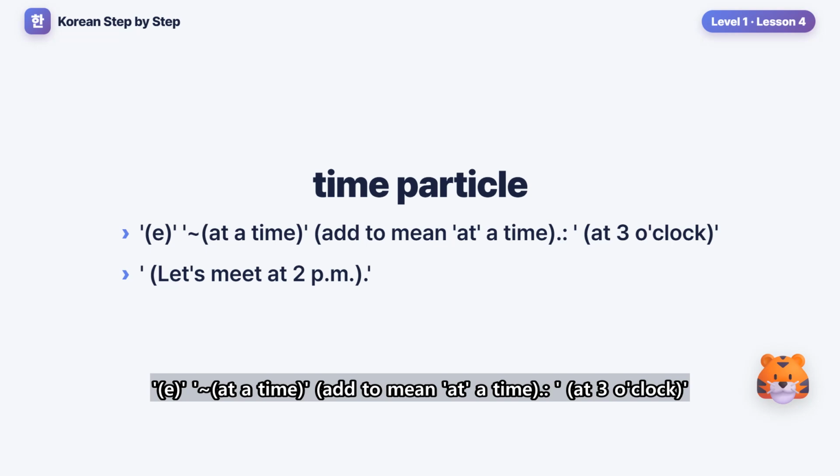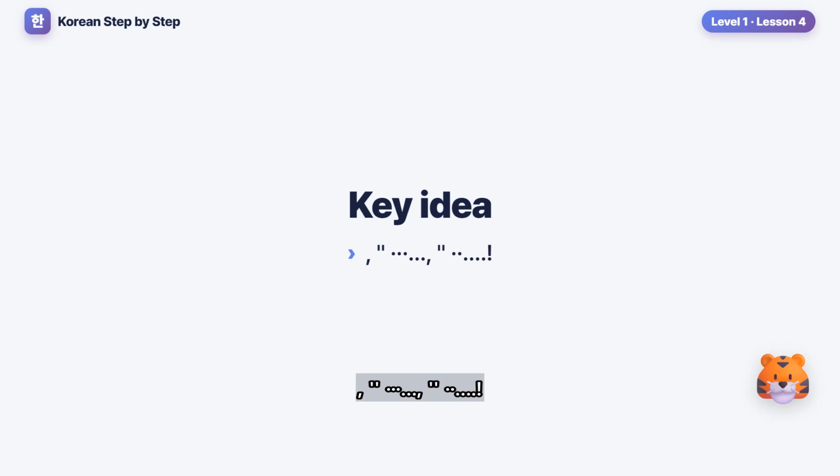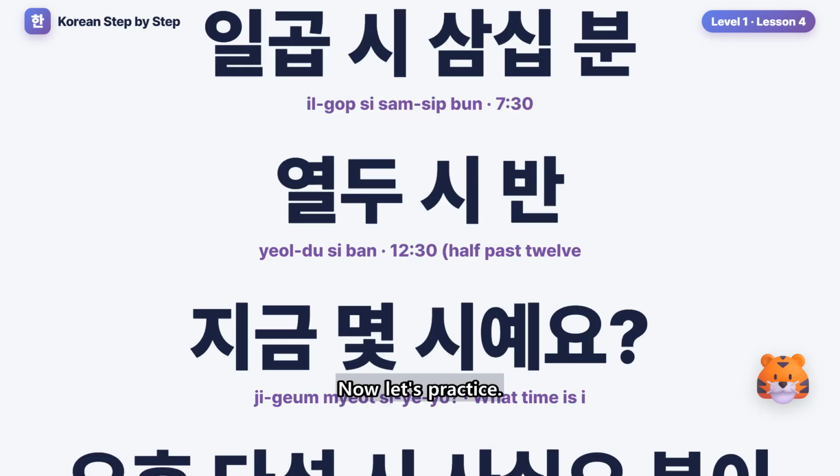The particle 에 is added to a time. At 3 o'clock. Let's meet at 2 p.m. Now let's practice. Read these out loud before I do. 지금 3시 10분이에요. 7시 30분. 12시 반. 지금 몇 시예요? 오후 5시 45분이에요. Great job. Try them again on your own.